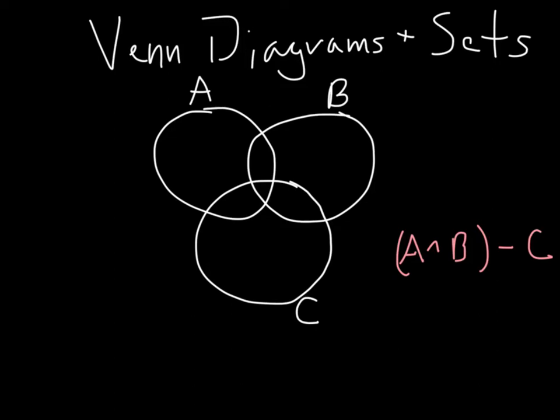Alright, let's talk about using Venn diagrams to help us think about sets. So we dealt with Venn diagrams with 2 sets, but we can do it with 3 sets, right? So you have a set A, a set B, and a set C, and you draw them so they all overlap in the middle like this.